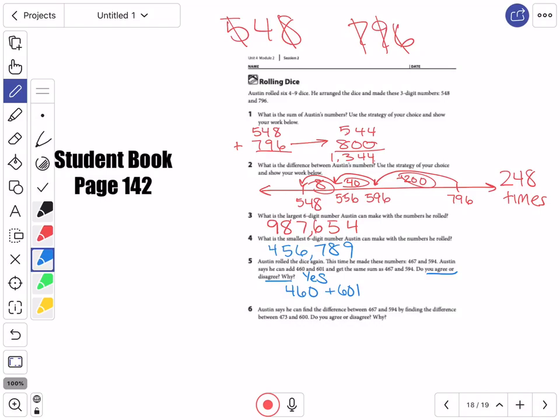And then the last problem on this page is Austin says that he can find the difference between 467 and 594 by finding the difference between 473 and 600. Do you agree or disagree? And then yes, again, we can agree because if I just simply add 6 to both of the numbers, I have 473 and 600. So again, I'm going to end up with that same number. So that, my friends, is how you do this page.